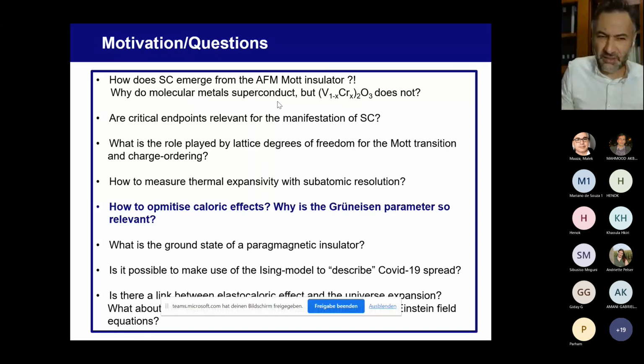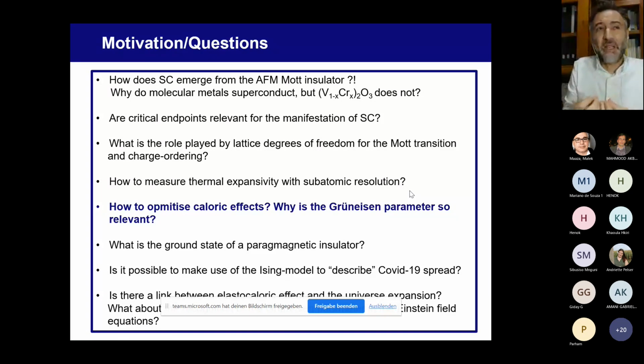And the second question related to this one is, why do molecular metals superconduct, but for instance, chromium-doped vanadium oxide does not? This is one of the core of these presentations. Another question: are critical endpoints relevant for the manifestation of superconductivity? Then we go further. What is the role played by lattice degrees of freedom for the Mott transition and charge ordering?